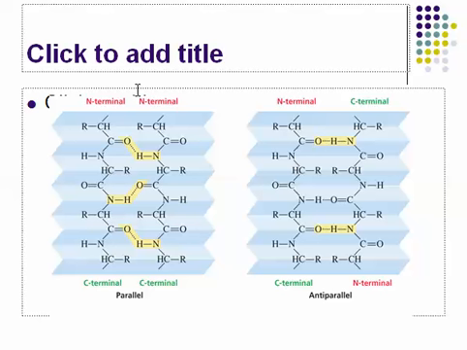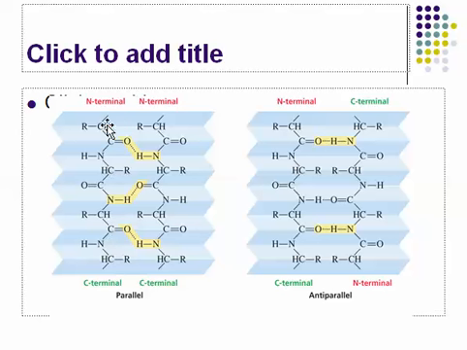Let's take a look at the differences between them. It's just a very slight difference. If you don't look at the diagram closely, it's not really obvious what's going on. For the parallel beta pleated sheet, you're seeing an amino acid chain, and the N terminus is up here at the top and the C terminus is down here at the bottom. And then this is another amino acid chain that's here. So the N terminus is up at the top and the C terminus is down here at the bottom.